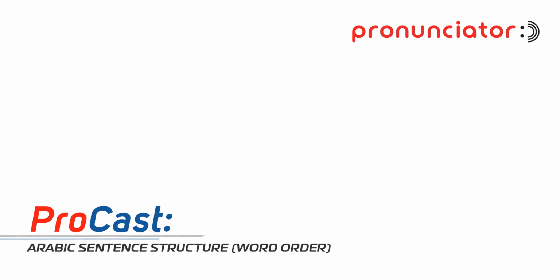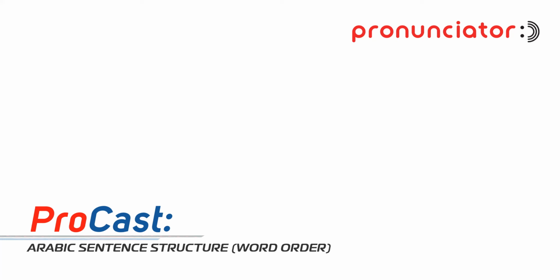But let's be honest, the sentence structure can be a bit of a challenge, especially if you're coming from English. Oh, yeah, definitely. It's definitely unique. One of the biggest things that trips up new learners is that Arabic actually has two main ways to order the words in a sentence. Two ways. Okay, now I'm really interested.